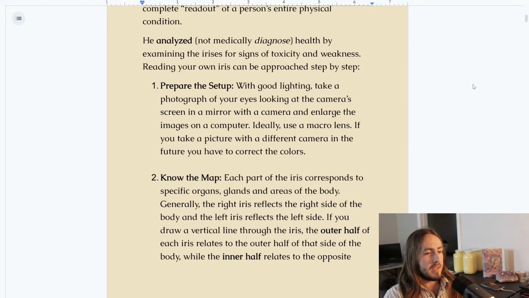With good lighting, take a photograph of your eyes looking at your camera in a mirror. And then you enlarge the photo on a computer. And so, experiment using the flash in your phone versus without the flash. But ideally, you're going to use a real camera with a macro lens and then a separate light source off to the side.